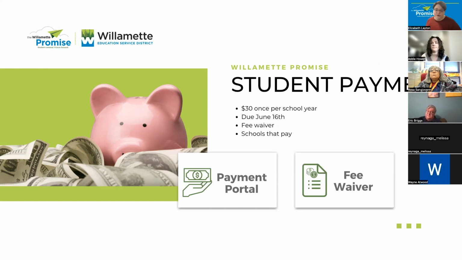So to participate in our program, students pay a $30 fee once per school year, regardless of how many classes they take. So they could be taking several different classes, it's still just $30. While all payments are due by June 16th, students have two options when it comes to payment. So they can go to our payment portal and pay their $30 fee through our Square site, or they can fill out the fee waiver form if they are on free and reduced lunch.